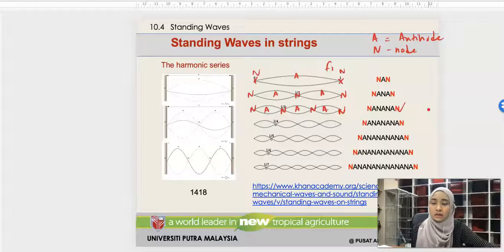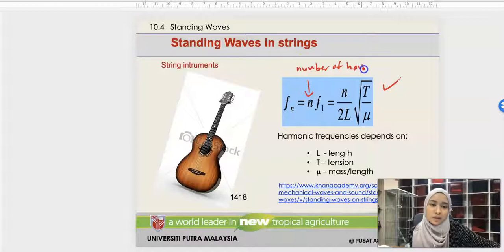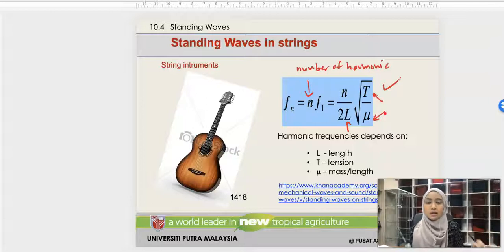So if they ask you, okay, draw the fourth harmonic wave, you have to know how it looks like. Okay, so standing waves in a string, you have this equation. This is your conclusion. Very important equation. N is the number of your series, number of harmonic series. So if they ask you what is the fundamental frequency, N equals 1. Second harmonic, N equals 2. Okay, and so on. L is the length of the string, T is the tension in the string, and mu is the mass per length of the string. That is the characteristic of the string. So it depends on the string, on the mass and the mass per length.